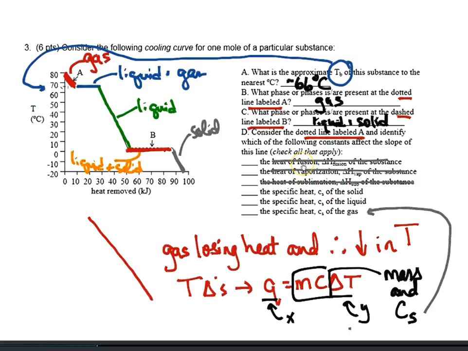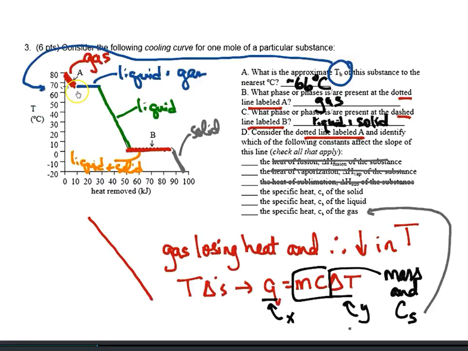Heat of fusion would be related to the length of this line here where the liquid and the solid are present. So that would be related to the length of line B. And the heat of vaporization would be related to the length of line A, right? The larger the heat of vaporization, the longer this line will be. But we're talking about this sloped line here, A.